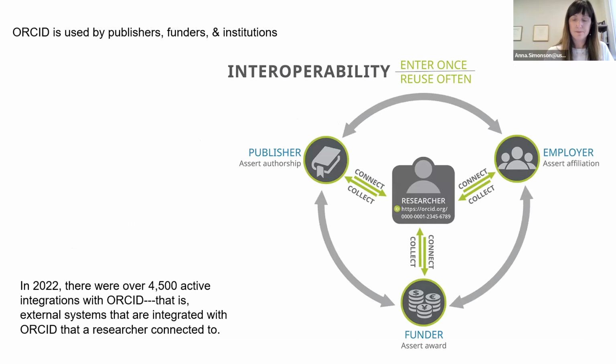So this is just kind of a picture of how it's all interconnected, right? It's used by publishers, funders, and institutions more and more every day are doing this. In 2022, there were over 4,500 active integrations with ORCID, right? Meaning all of these different entities connecting with ORCID. And this is just going to grow as open access becomes more widespread.